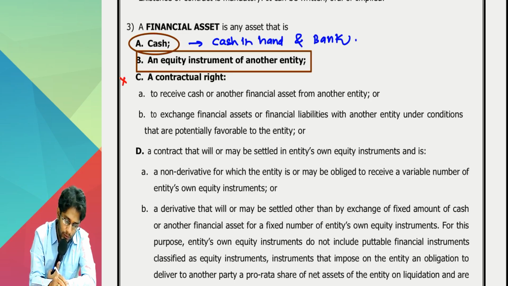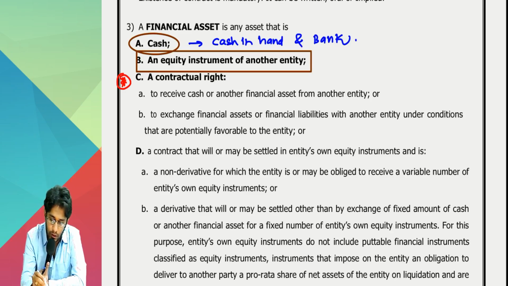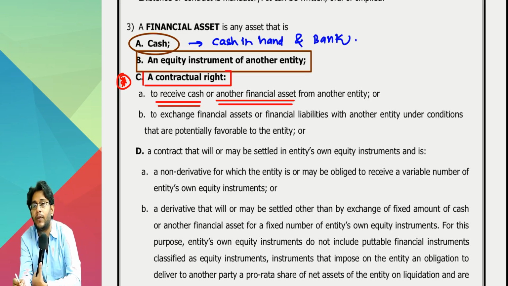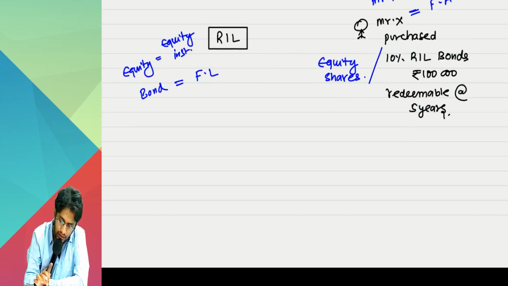The most important one is point A1. A financial asset is an asset that is a contractual right to receive cash or other financial asset from another entity. So you should have a right to receive cash.